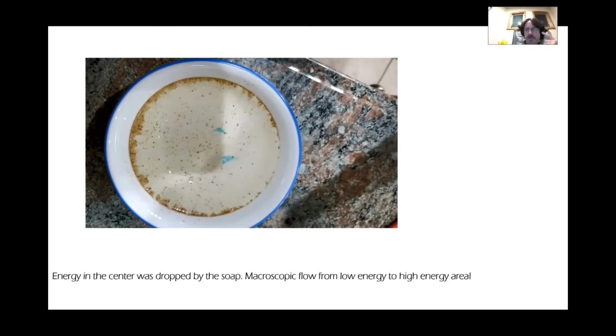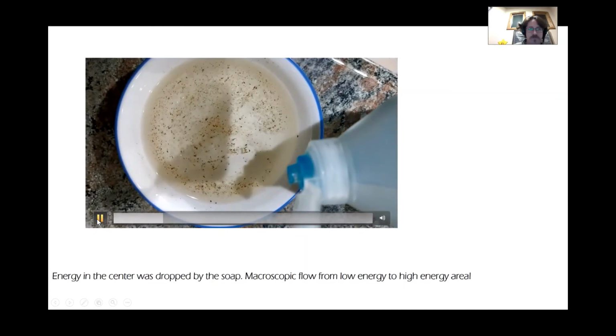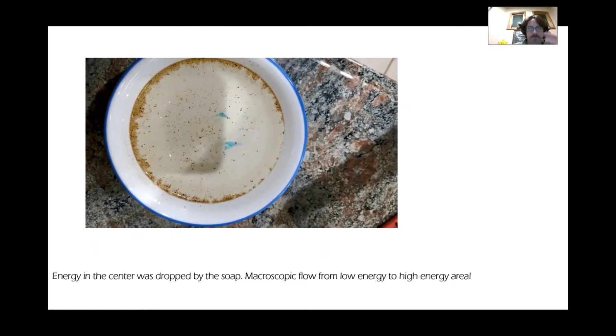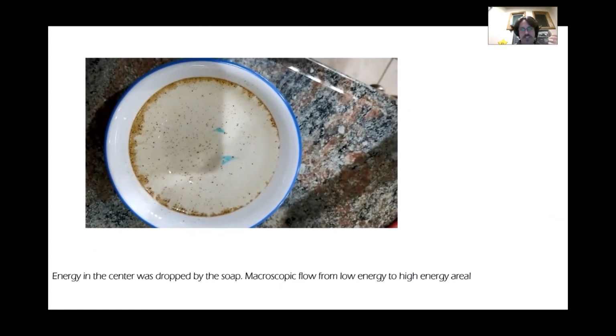I gave the punchline a little early, but the surface energy in the center was dropped by the addition of the soap. When you have these energy gradients, you get macroscopic flow from the low energy to the high energy area. So all the pepper flows outward. You can do this at home yourself. You don't have to use pepper; you can use oregano, anything that floats. That was the first experiment, and it shows the effect of adding soap on the surface energy.